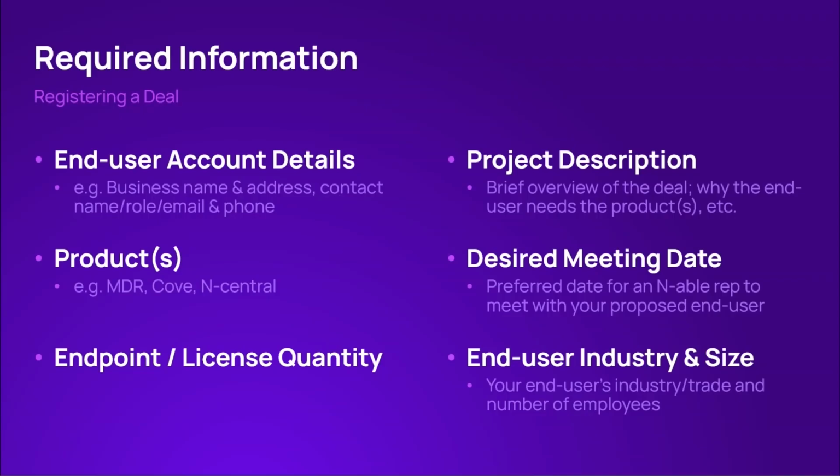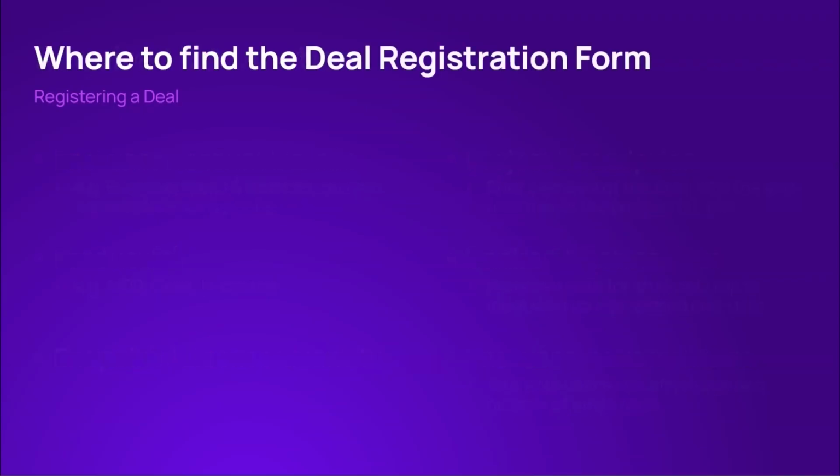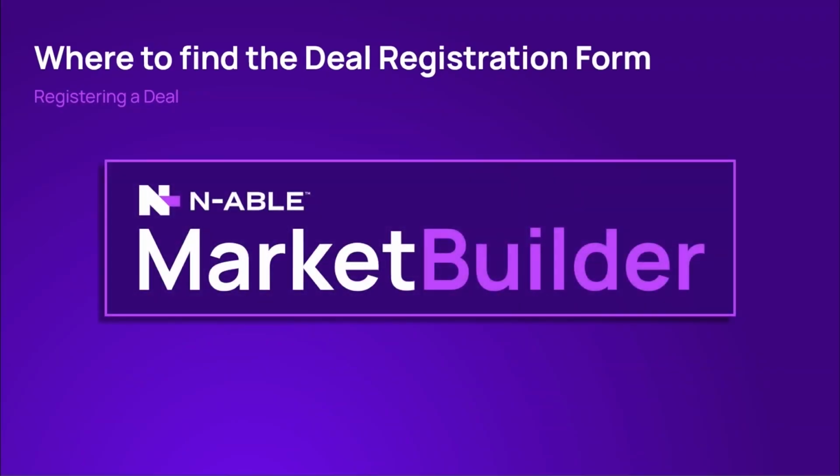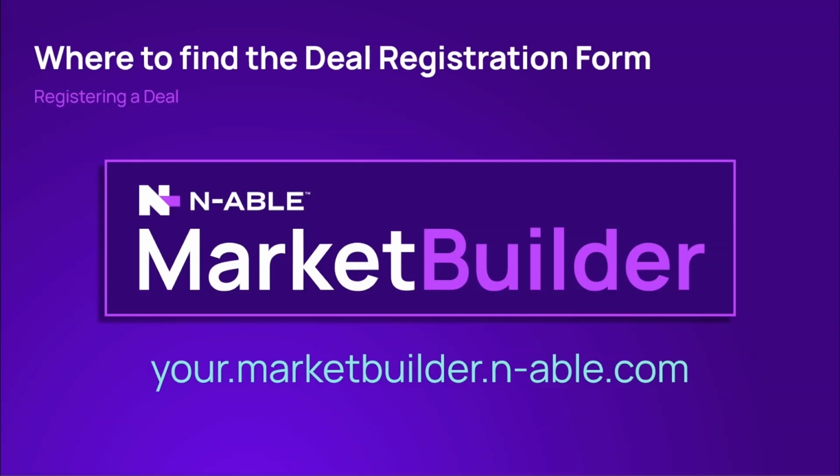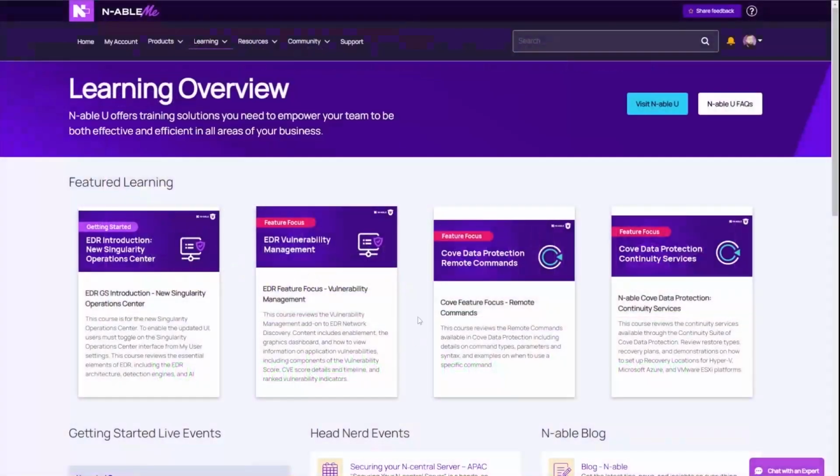First of all, let me tell you where to find it. As a reseller, you'll register your deals via the MarketBuilder platform. There are two ways that you can access MarketBuilder. The first is by visiting your.marketbuilder.n-able.com. The second is by logging into N-able Me.